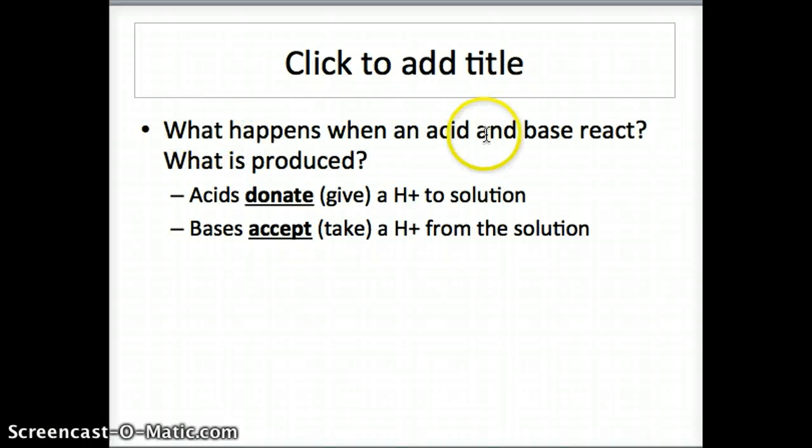Next question. What happens when an acid and base react? What is produced? Well, really important, this is always asked, an acid donates or gives a hydrogen ion to a solution, while a base accepts or takes a hydrogen ion from the solution. So acids donate and bases accept. So you could remember it in the acronym ADBA, so ADBA.